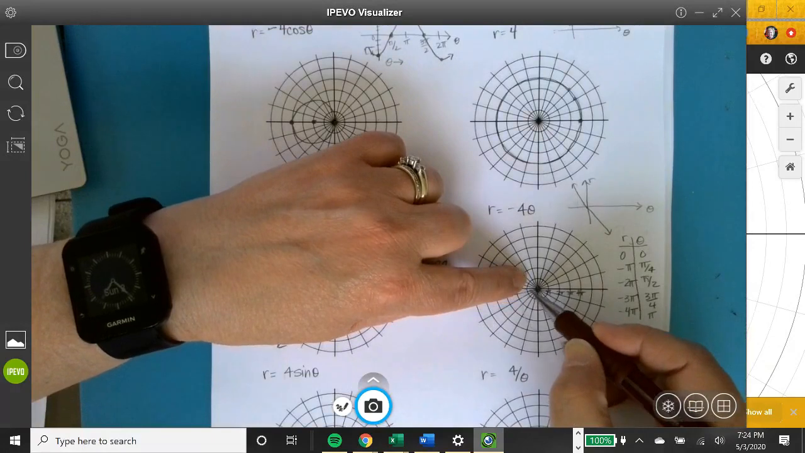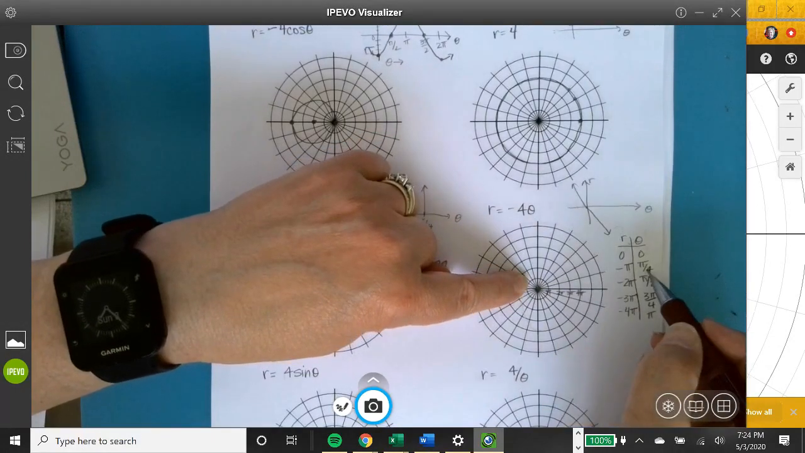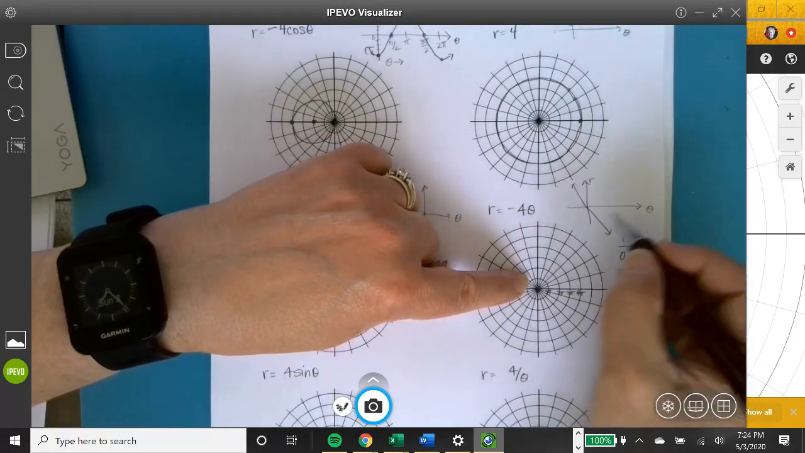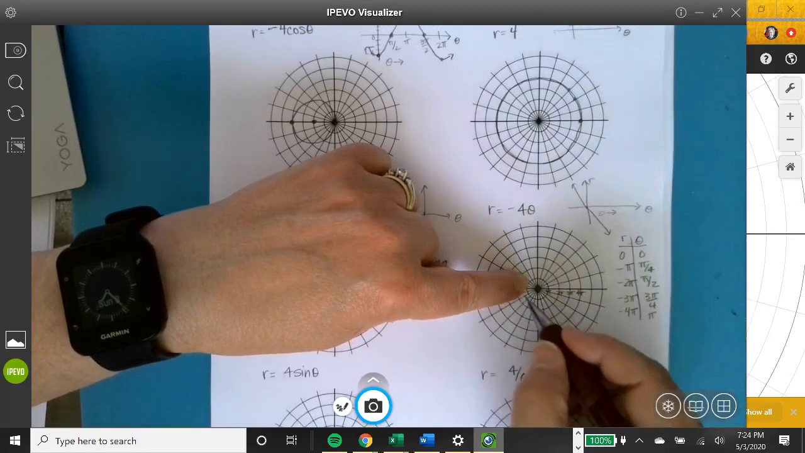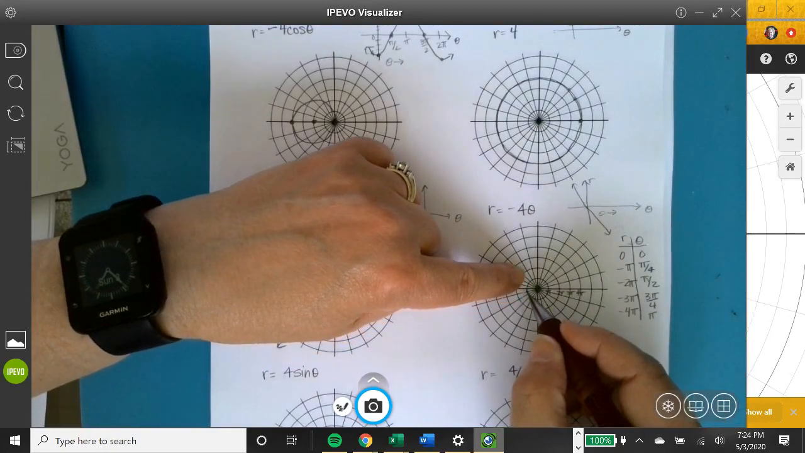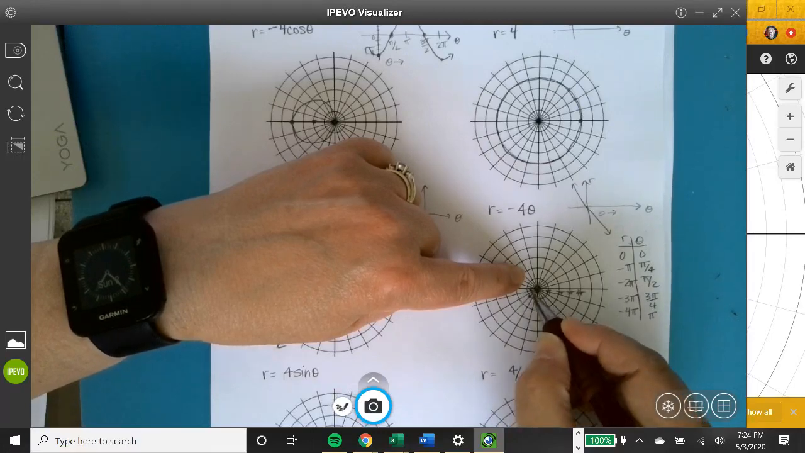I'm going to go out radially negative pi and rotate how far? Well, I'm going to rotate pi over 4. And since theta is positive, we're going to go counterclockwise. So it's going to be 1 pi over 4. Did I get halfway? There we go. So I'm going out radially pi over 4.